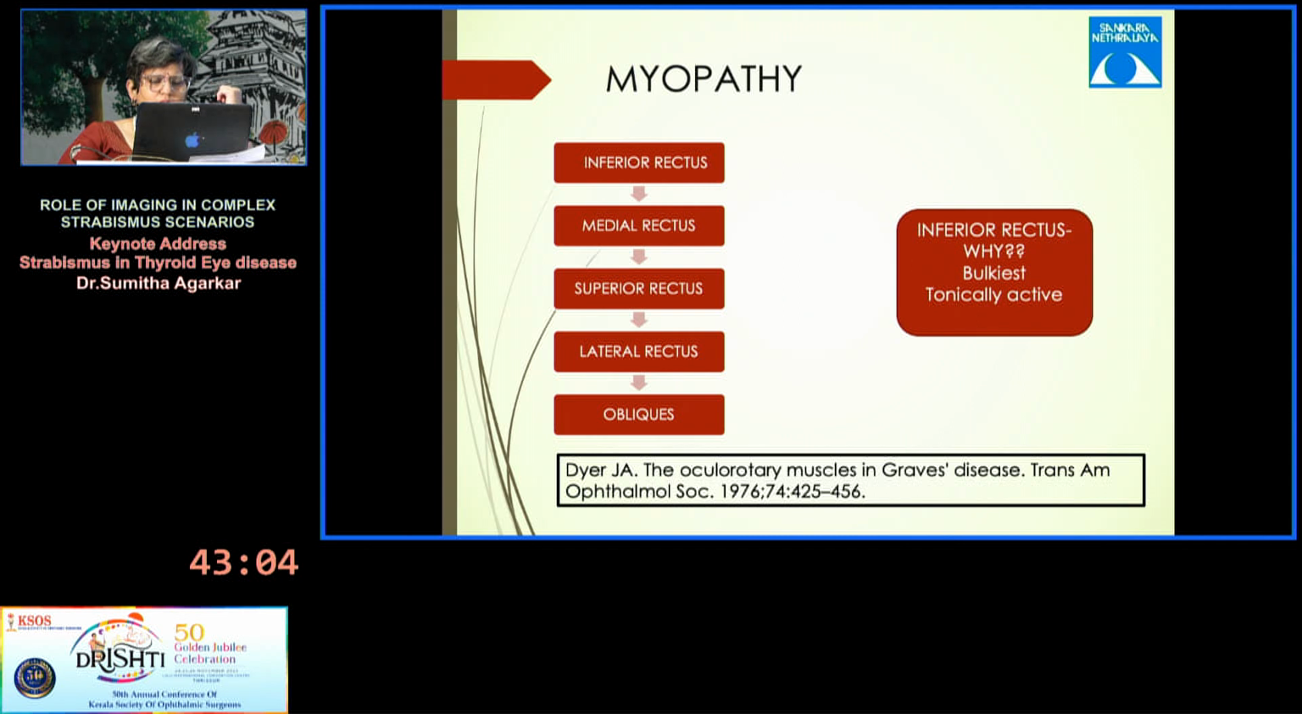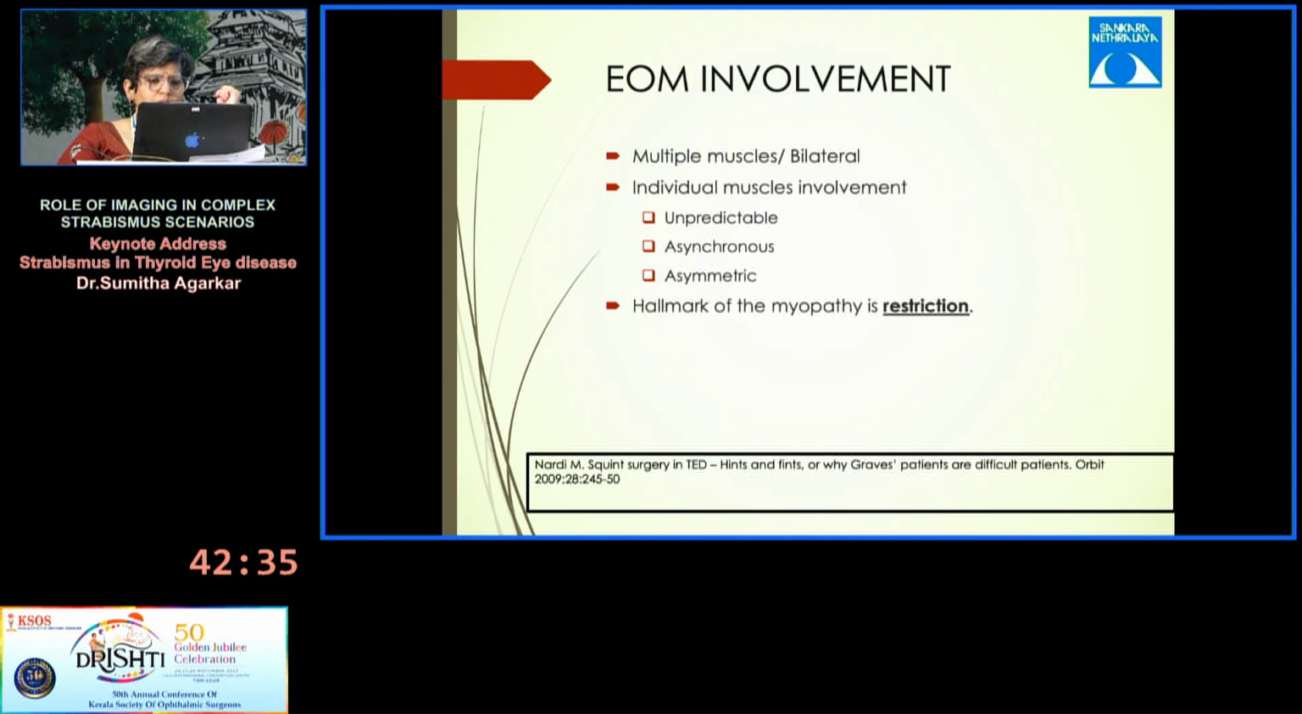So if you look at the muscles, this is the frequency of muscle involvement. Inferior rectus followed by medial rectus is the most common presentation. But do not forget that occasionally even the obliques can be involved and you have to look for it. Why inferior rectus? Because probably it is the bulkiest muscle and it is a tonically very active muscle. So that muscle is most likely to get affected in thyroid eye disease.